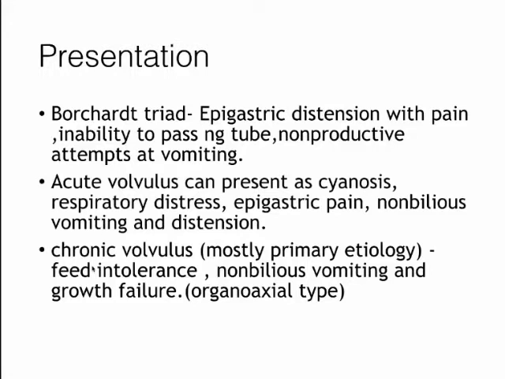Another entity is chronic volvulus. It can present as an acute presentation, or it can also happen as a chronic pathology. In case of chronic volvulus, the child can present with feed intolerance, intermittent non-bilious vomiting, and growth failure. There are two types of volvulus as such: it can be an organoaxial rotation or a mesenteroaxial rotation. In case of chronic volvulus, mostly it is an organoaxial type of twisting. And chronic volvulus mainly occurs due to a primary etiology, that is, primarily the supports of the stomach are lax.